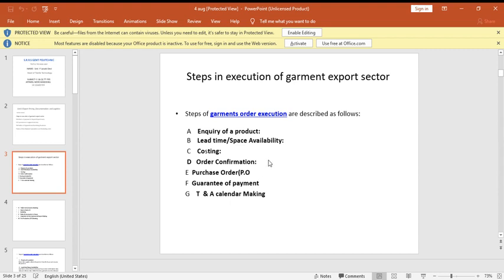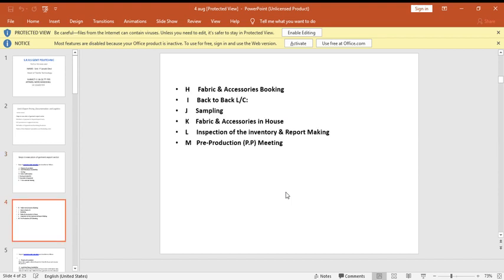First one is inquiry of a product. Second one is lead time or space availability, then costing, then order confirmation, purchase order, then guarantee of payment, T and A calendar making, fabric and accessories booking, back-to-back L/C, sampling, fabric and accessories in-house, inspection of the inventory and report making, pre-production, that is PP meeting, etc.